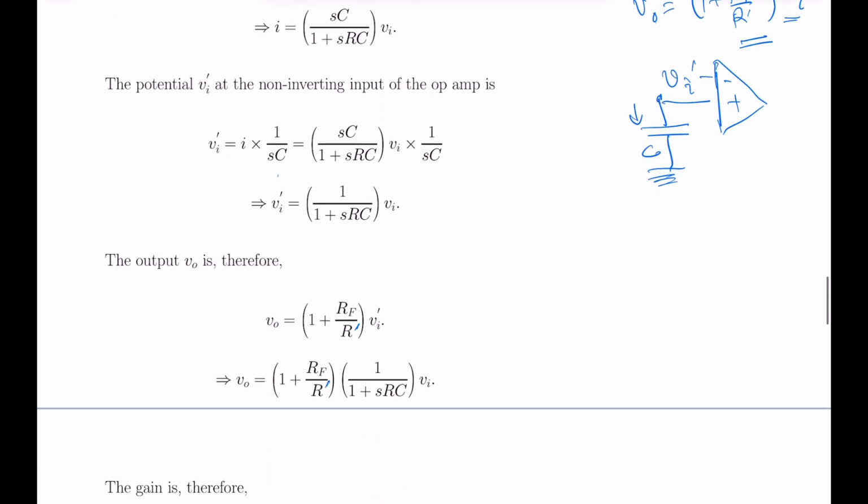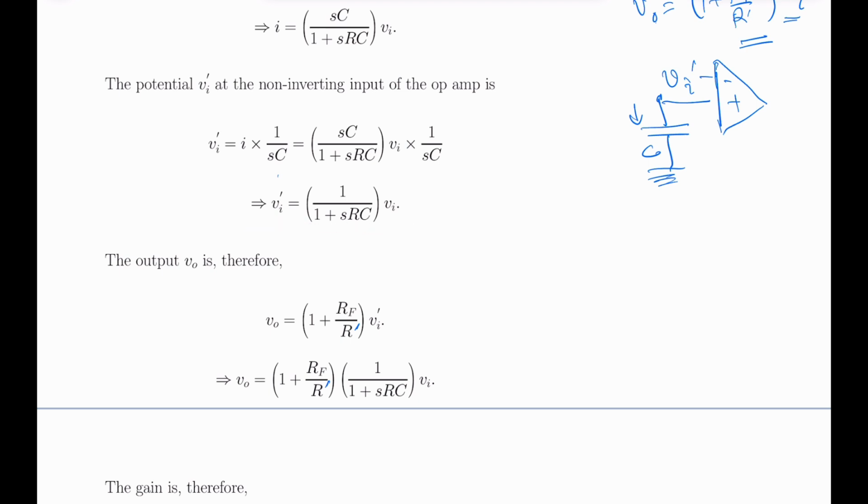So note that the input to the op amp is not Vi, it is Vi dash. Whatever potential is applied to the input of the op amp will be amplified. The signal at the input of the op amp is Vi dash. So we have to find the value of Vi dash. That's why we have calculated Vi dash here.